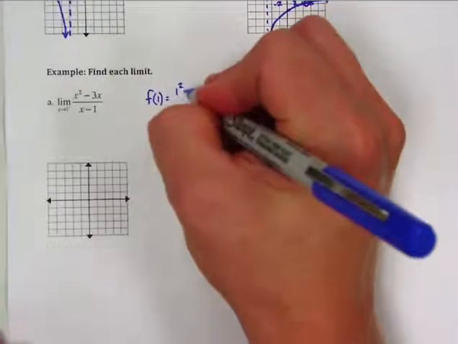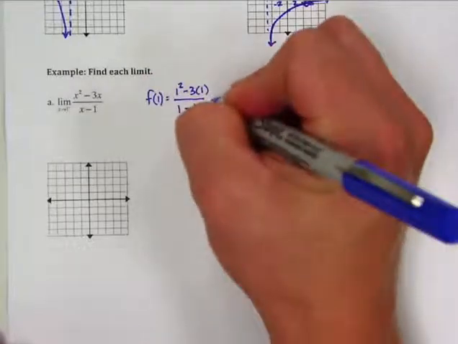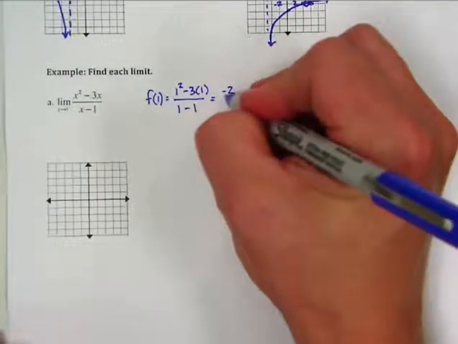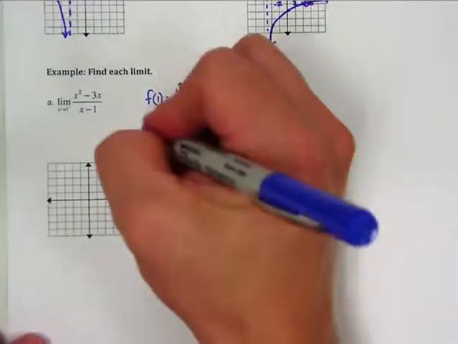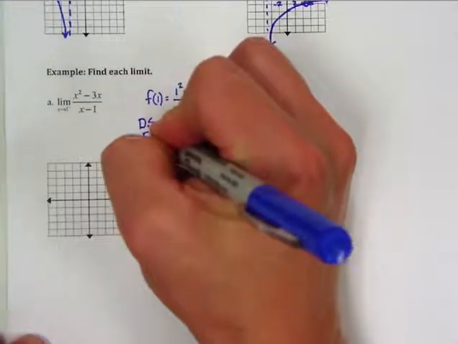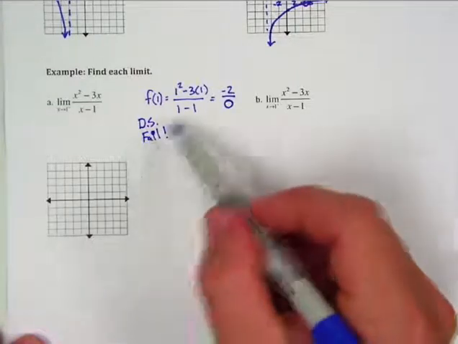So we get 1 squared minus 3 times 1 over 1 minus 1. And this gives me 1 minus 3, which is -2 over 0. Now, this tells us that direct substitution fails to find the limit. Okay.